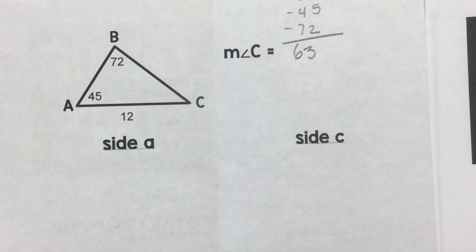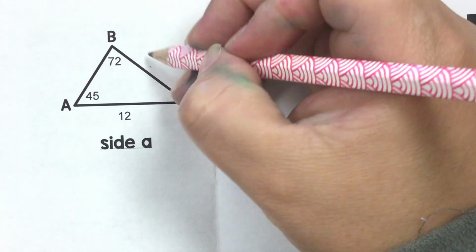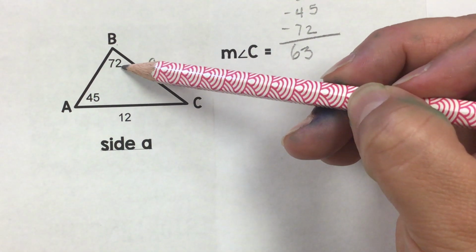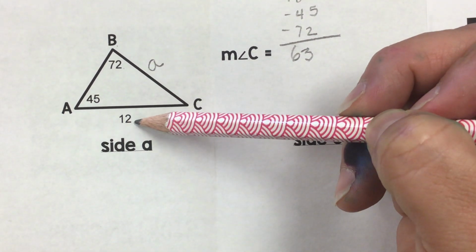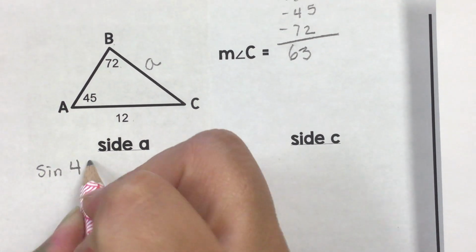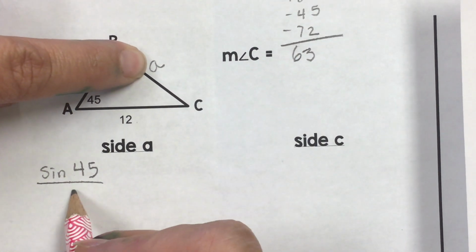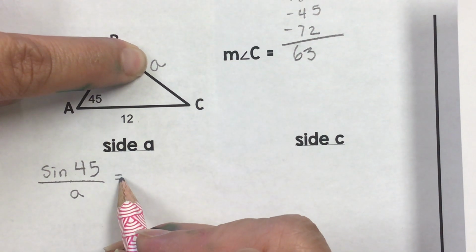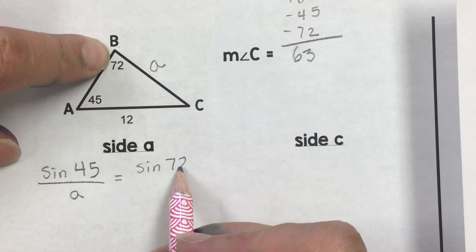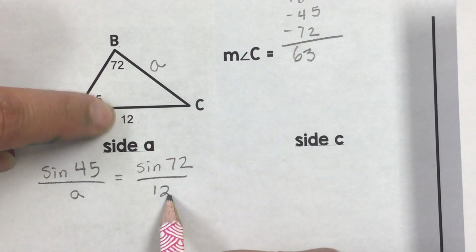From here, to find side A, remember, the side is opposite to the capital letter. So that means that B, the angle that is formed, is 72 and the side opposite is 12. Why does that matter? You're going to set it up as sine of 45, because that's your A, divided by A, because that's the side length we're looking for. And that's going to be equal to the angle B, so sine of 72, divided by the side which it corresponds to, and it's 12.